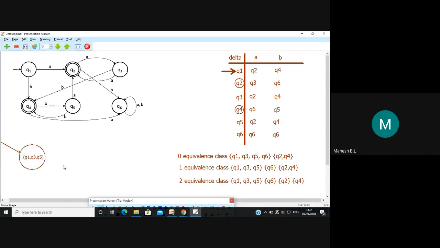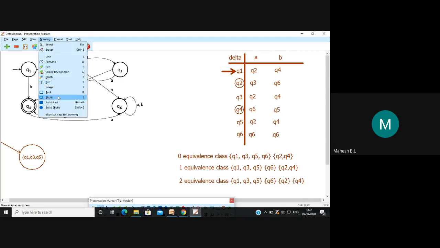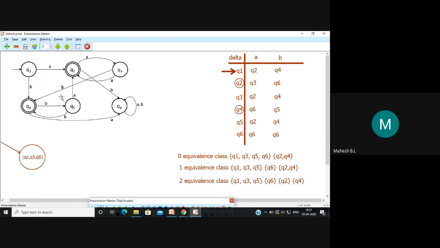Then there are 3 more states, Q2, Q6 and Q4. Let me go step by step. Q1, Q3, Q5 on A all make a transition to Q2, and on B they make a transition to Q4. So I'm going to draw Q2 and Q4. As you can see, both Q2 and Q4 are accepting states, so we need a double circle.